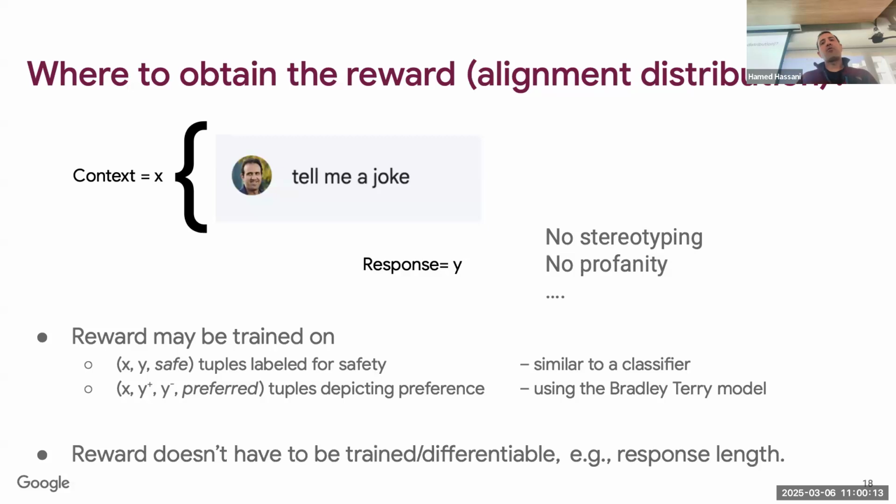But this reward doesn't have to be trained or even differentiable. It can be anything. It can be response length. It can be coming from any heuristic, because in solving reinforcement learning problems, we don't need to have a differentiable reward. And I will try to discuss that in a bit as well.